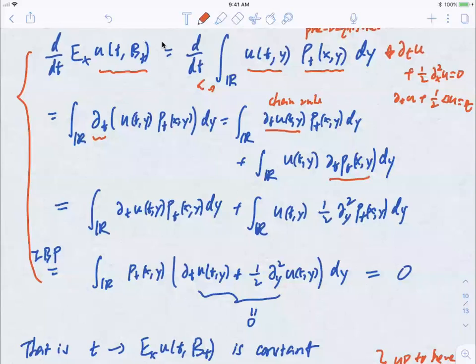So then for the second term, we're using the heat equation. So we get 1 over partial y squared. Then, from this term to this term, we're using integration by parts.